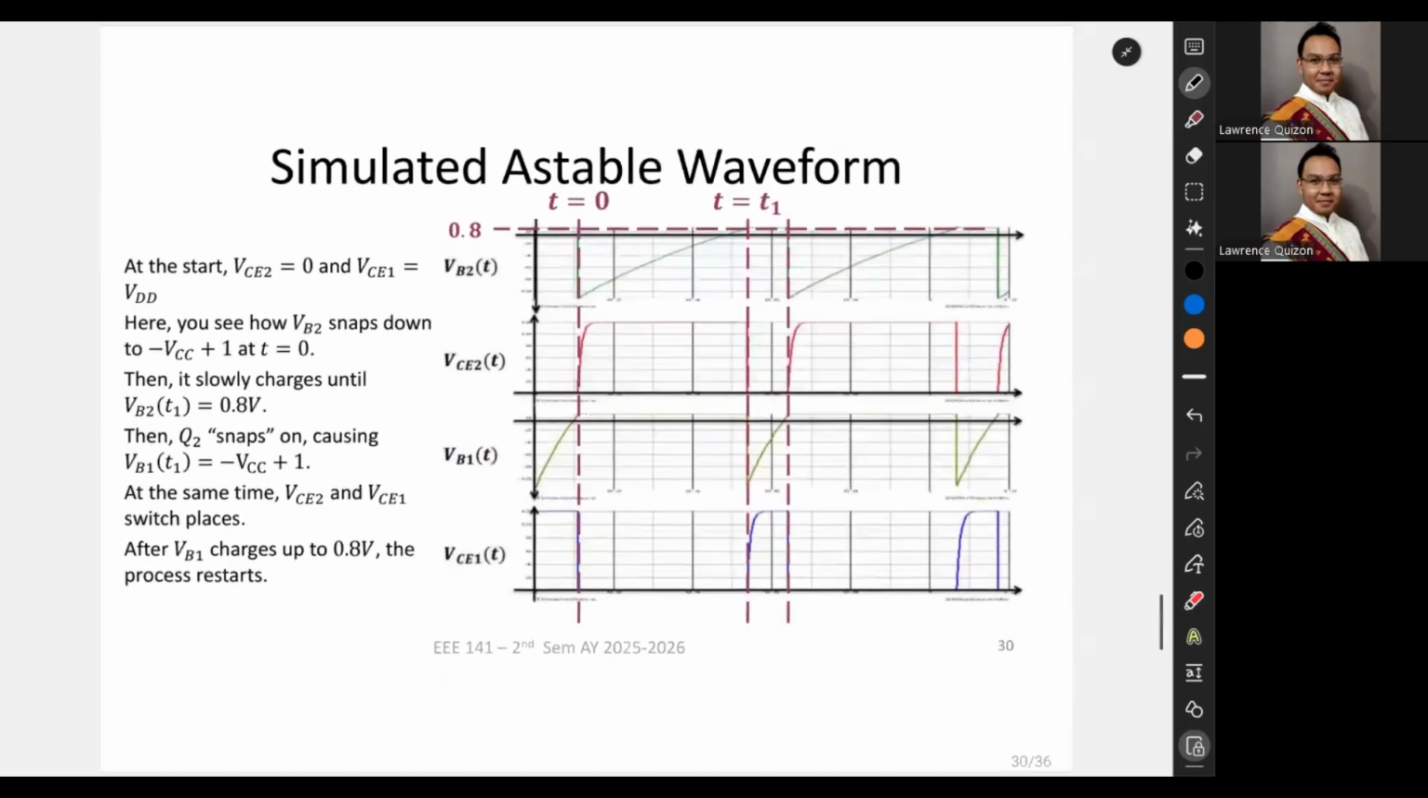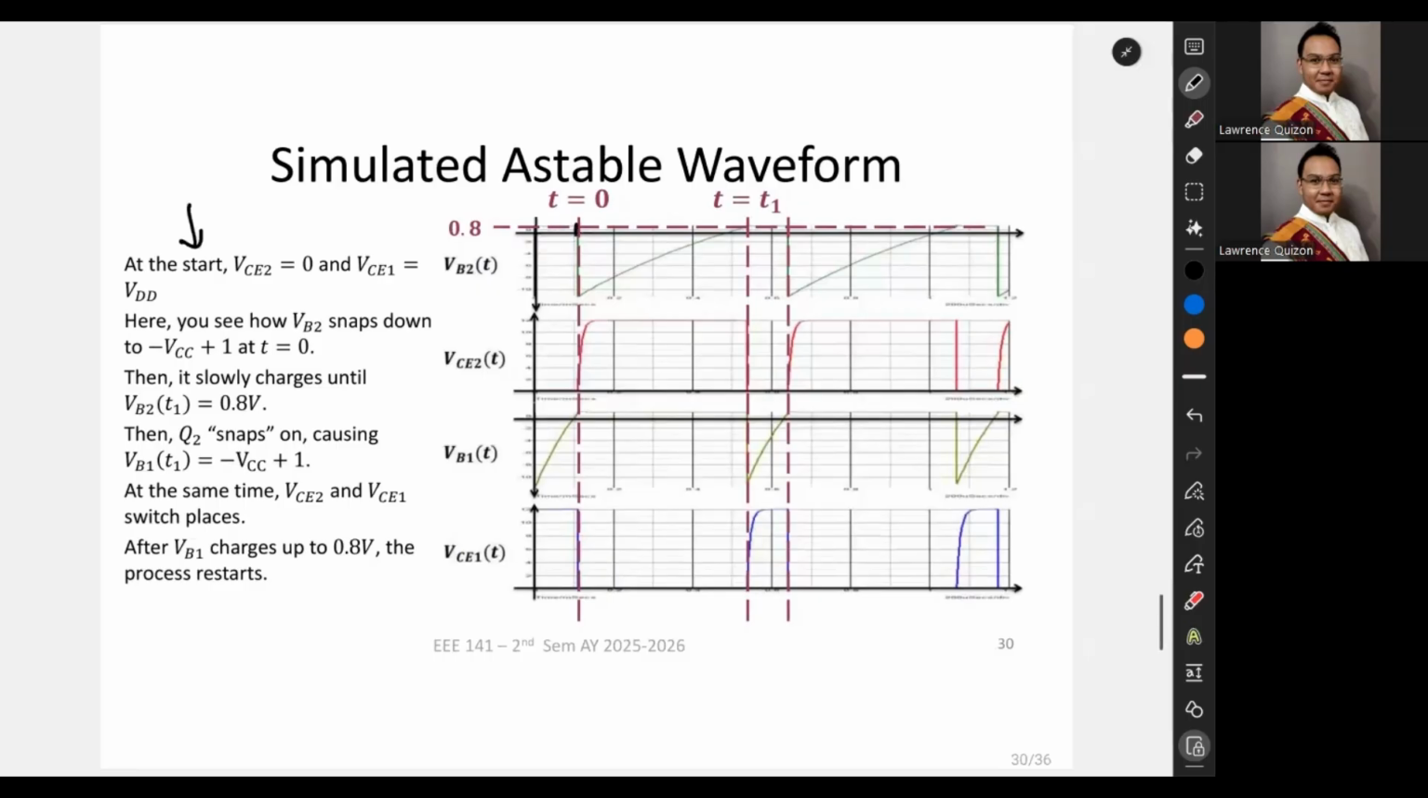Just to show you, we also have this simulated astable waveform. So, what does the charging transient look like? As we discussed, at the start, VCE2 is equal to 0 and VCE1 equals VDD. At t equals 0, VB2 snaps down to about 1 minus VCC. Then it slowly charges up until it reaches 0.8.